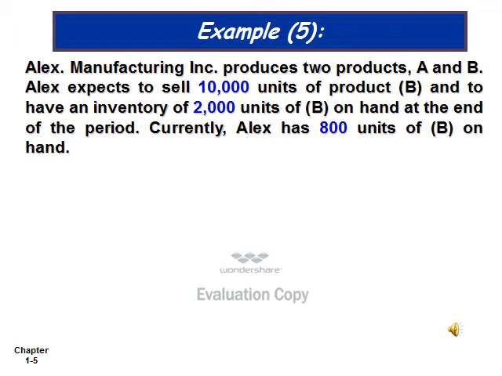Example 5. Alex Manufacturing Institution produces two products A and B. Alex expected to sell 10,000 units of product B and to have an inventory of 2,000 units of B on hand at the end of the period. Currently, Alex has 800 units of B on hand.